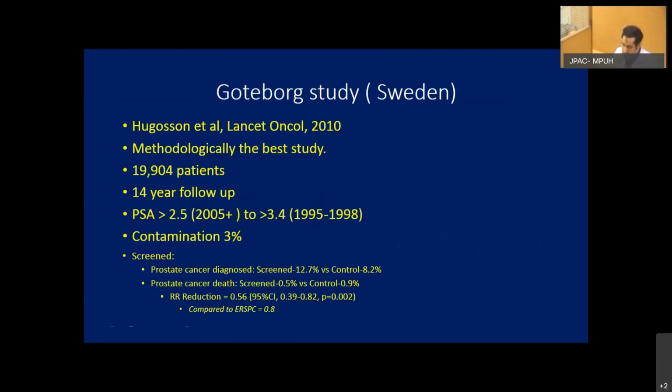In the Göteborg study from Sweden, this is methodologically the best trial, and it was published in Lancet in 2010. It has 19,000 patients. Now, many of the patients of this trial are also of the European trial, so there was some matching. They had kept a 14-year follow-up with a PSA of more than 2.5, and more than 3.4 in 95 to 98. And the contamination was only 3% because in Sweden, when this trial started, there was no PSA screening. So there was no contamination of people already PSA screened before that. Then the risk reduction was 0.56 compared to the European trial of 0.8.